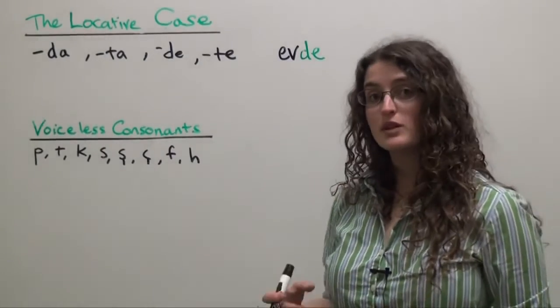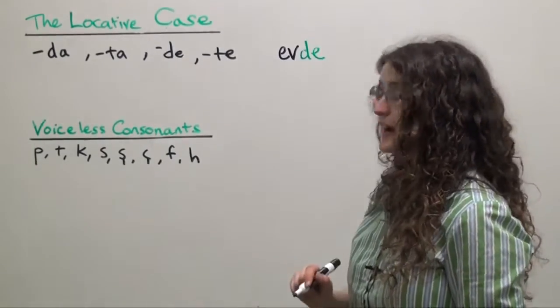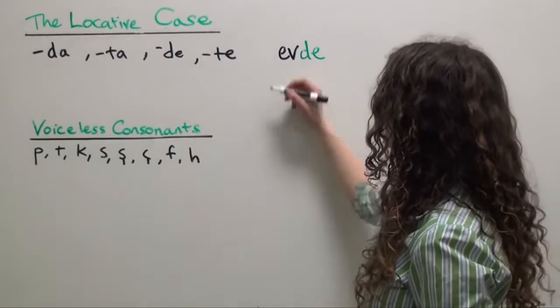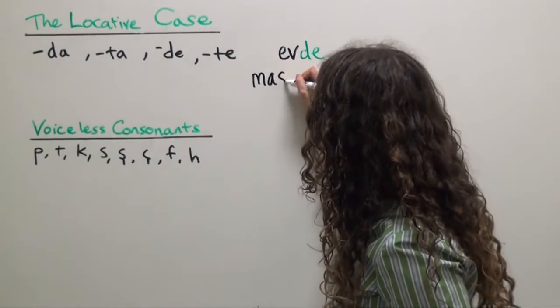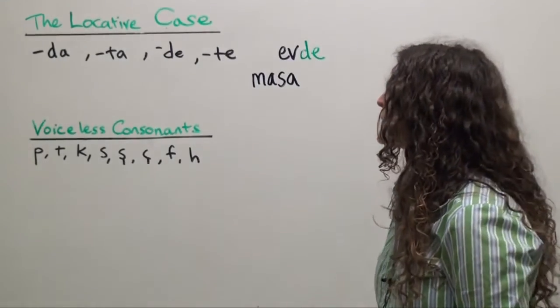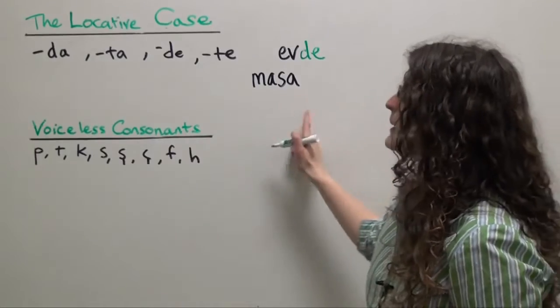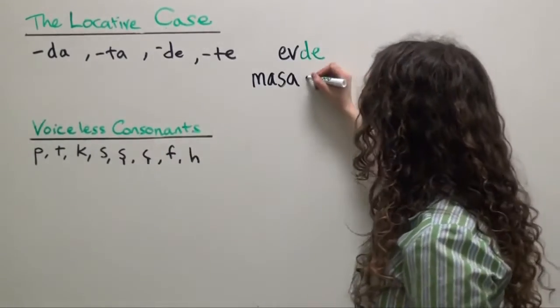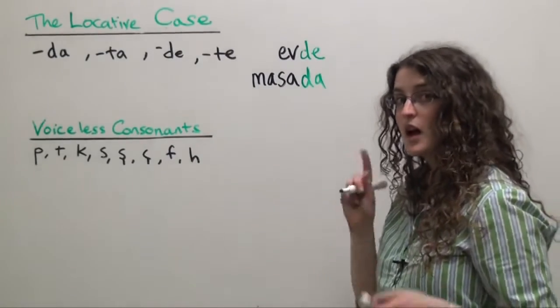What about if we want to say on the table? Still going to use the locative case ending. So, it's a Turkish word for table, masa. Because of the rules of vowel harmony, we're going to choose not de for masa, but da. Masada, on the table.